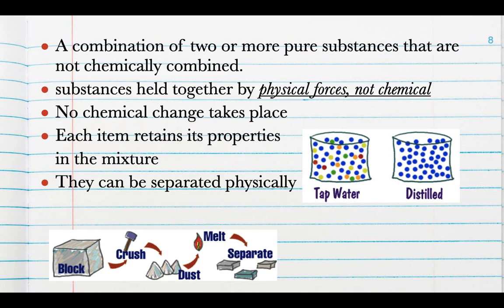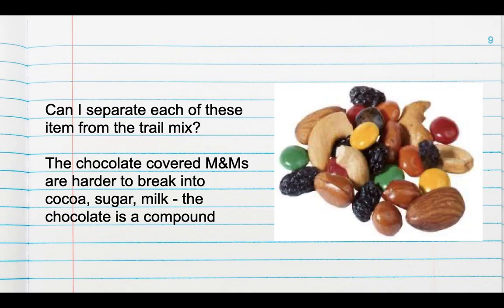To look at it, it looks like all one big thing, but realistically it's multiple things that are mixed together that I can't just chemically react. I can put the water through a filter and then get what's called distilled water, where it's just water molecules. It would be like pure water. Then looking at this trail mix.